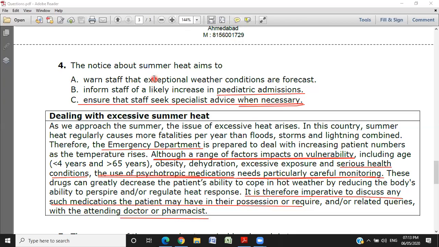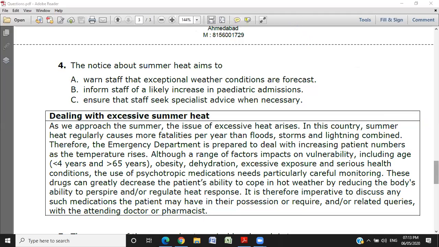And another reason why I could exclude A is it says exceptional weather condition. So one of the micro skills that we know is we pay attention to extreme words, right? Exceptional means this time it is going to be unusual. Whereas here they have mentioned very clearly that in this country, summer regularly causes more fatality. So it is not that this time it is going to be exceptional, every year it happens, right? So that's very good.